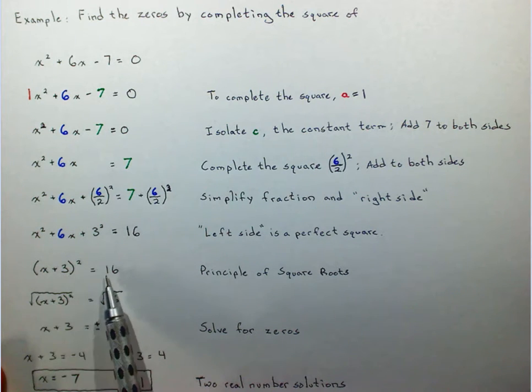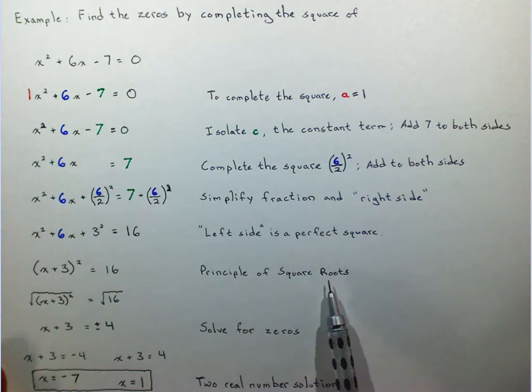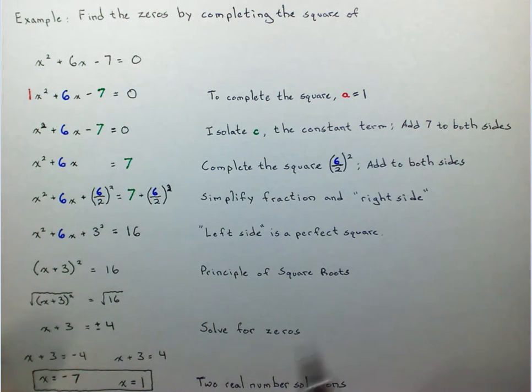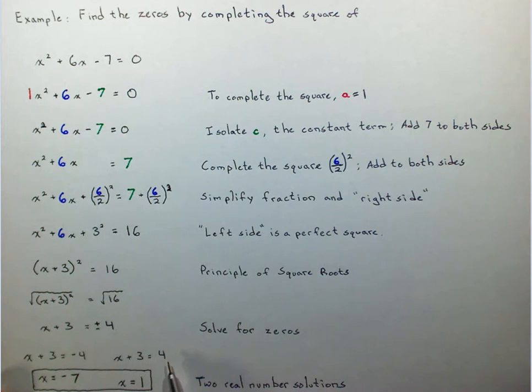For where we're at here, how to solve this is what we learned in the last video. Use the principle of square roots. Take the square root of both sides. I'm looking for the principal square root. So x plus 3 equals plus or minus 4. And I solve. I say x plus 3 equals negative 4 and x plus 3 equals 4. My values: negative 7 and 1. I have two real number solutions.